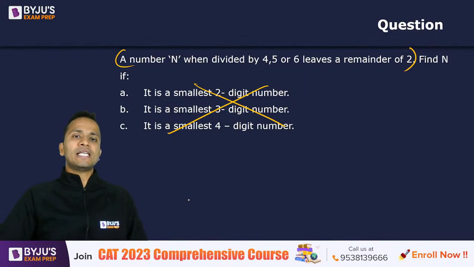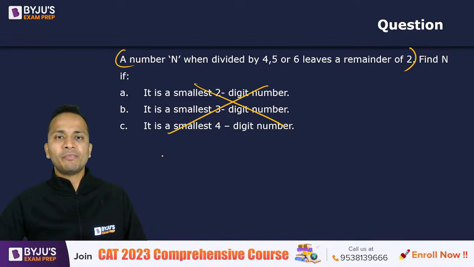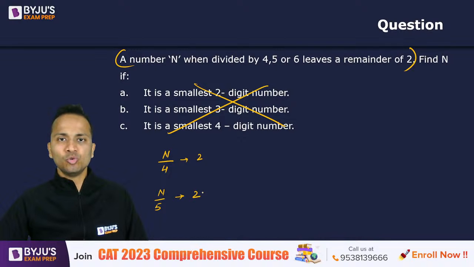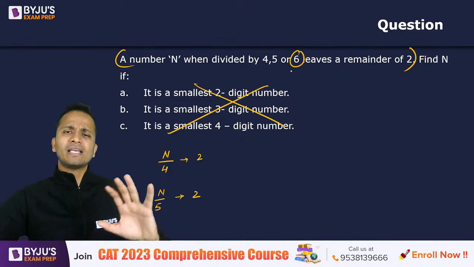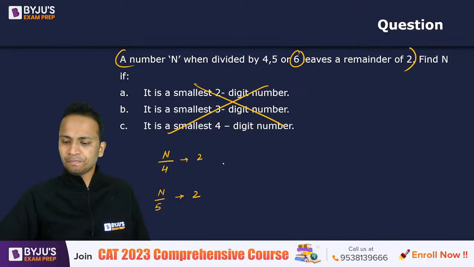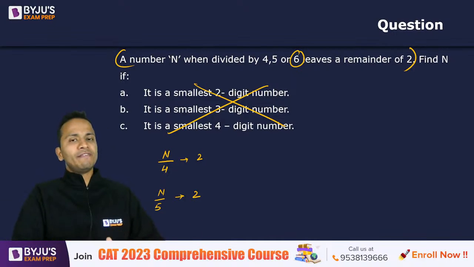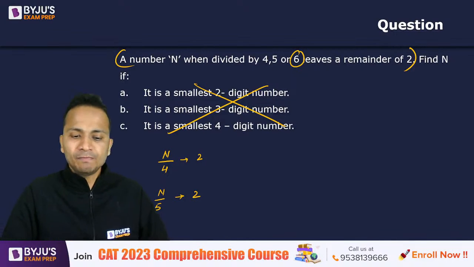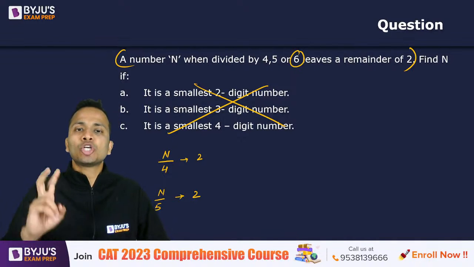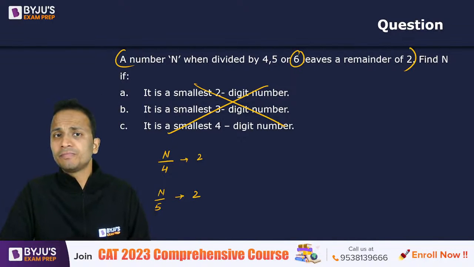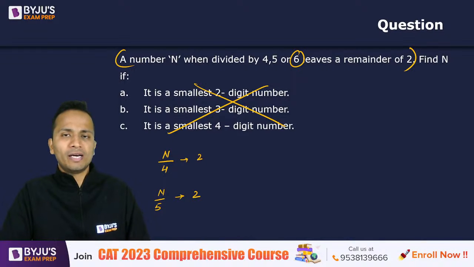The statement says that a number n when divided by 4, the remainder is 2. The same number when divided by 5, again the remainder is 2. I'll leave the third number. I'll consider it later on. Okay. So नंबर को 4 से डिवाइड किया या फिर 5 से डिवाइड किया, the remainder that I'm getting is 2 in every case. Okay, remainder 2 आ रहा है.